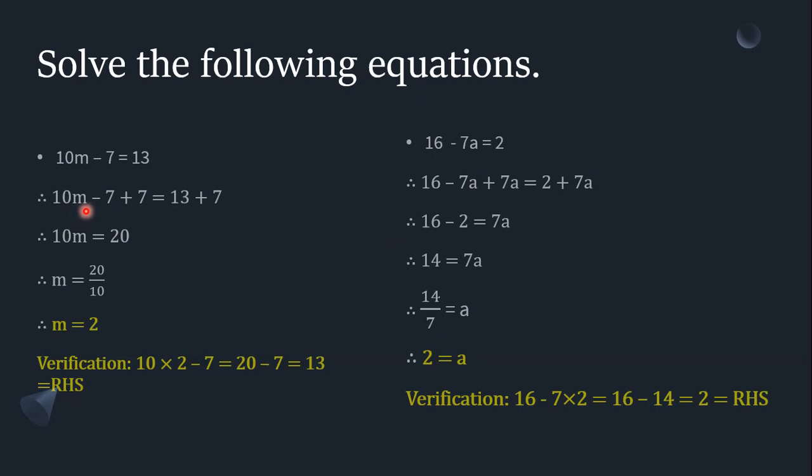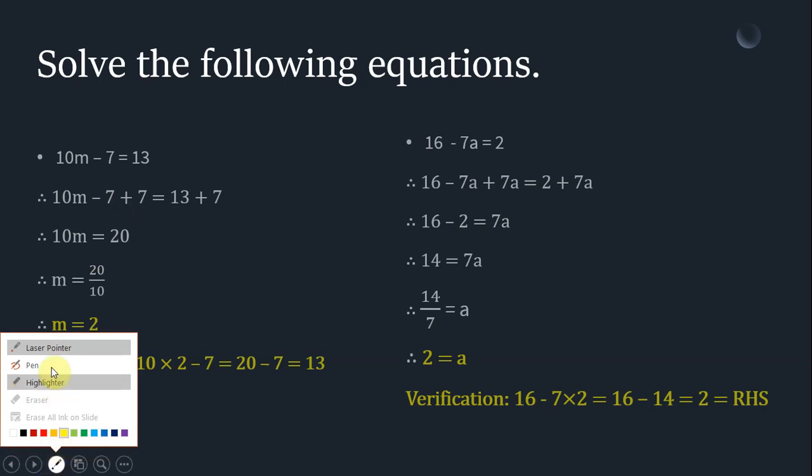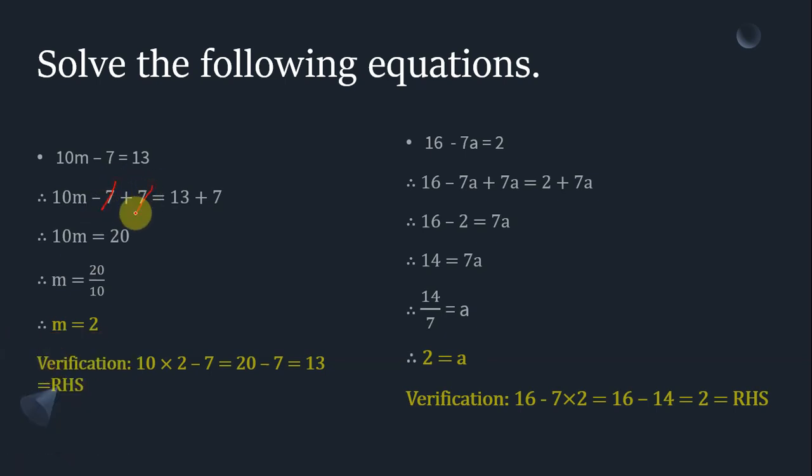Okay, see here now. This is 10m minus 7, and here it is given. I want to cancel this 7 from here for making the weight equal. So for minus 7 I have to do plus 7. Adding 7 to both the sides, this 7 and 7 will get cancelled, so that is 13 plus 7. We are going to simplify this equation so that only m will remain on one side. Means we are going to isolate m.